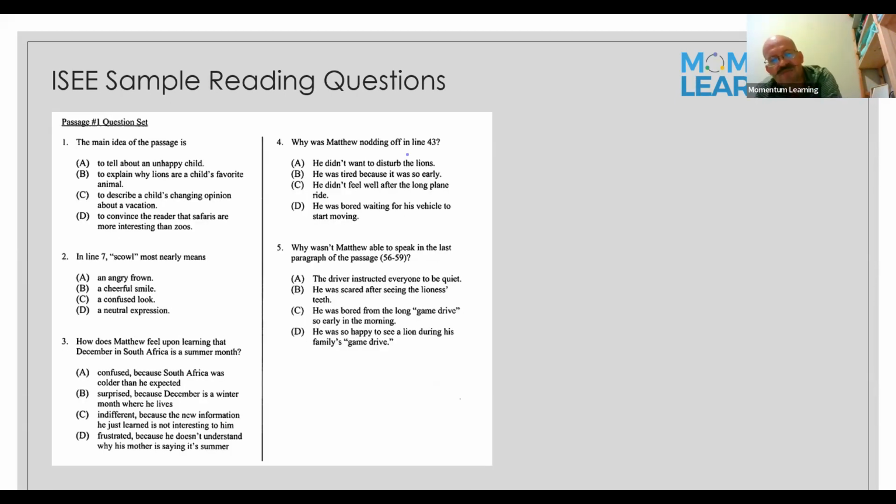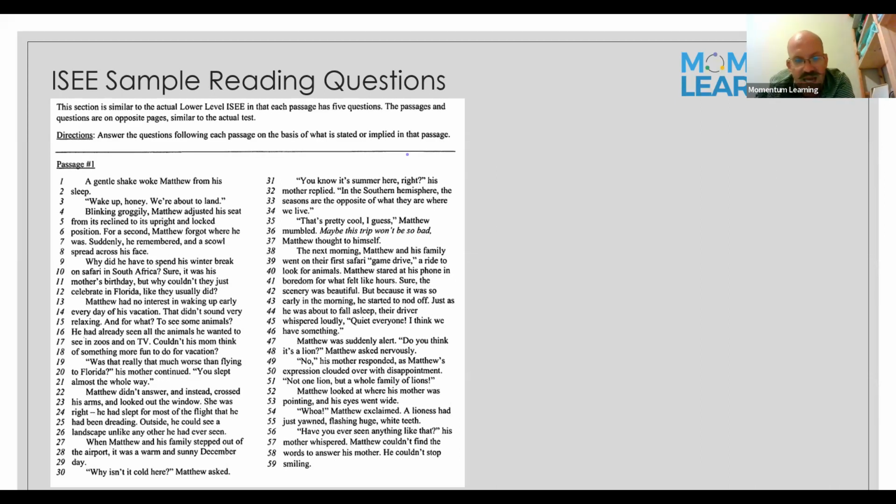Okay, let's look at B. He was scared after seeing the lioness's teeth. Okay, so if we're looking at it, he does exclaim, whoa. But do we have any clues that dictate that he is afraid? Not really. Okay, good.